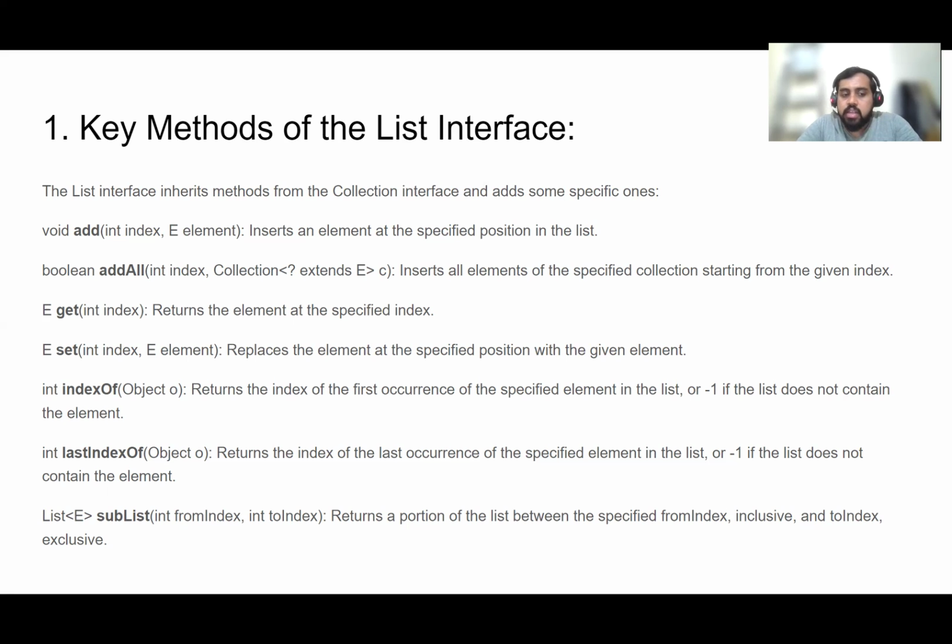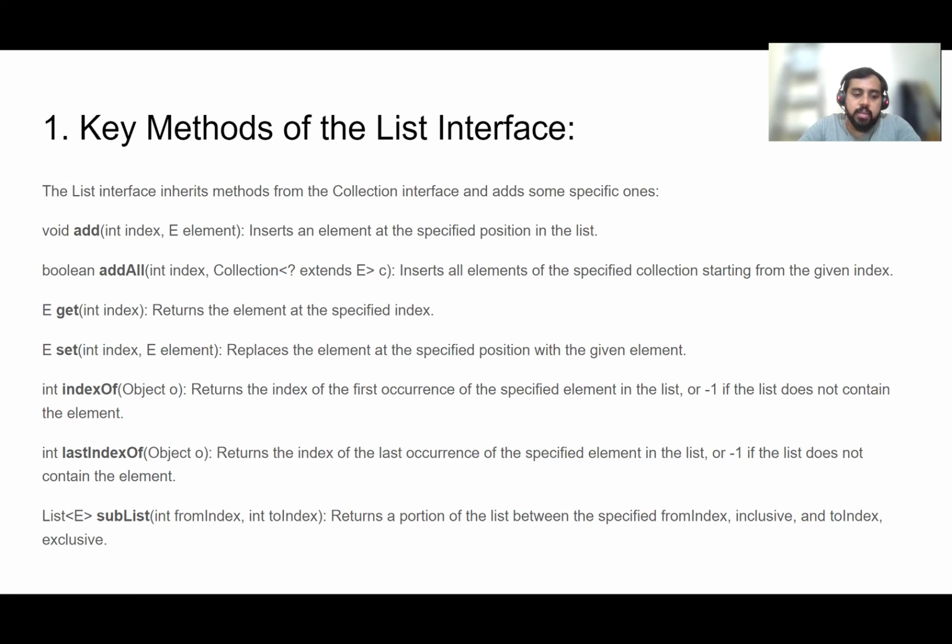Similarly, we have another method called lastIndexOf. It will look into the last occurrence of the specified element in the list. If the element is not present, both of these methods will give -1.